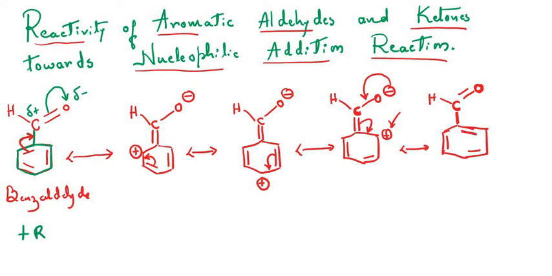Is it clear, students? So in these resonating structures what we have found is that this carbon atom will have a positive charge, which I am mentioning in the first structure here, students, right? But this positive charge is diminished by the delocalization of the pi electrons of the benzene ring. So therefore we can say that the aromatic aldehydes and ketones are less reactive towards nucleophilic addition reactions.